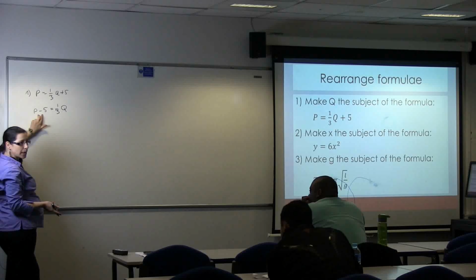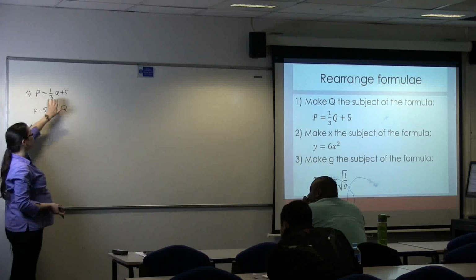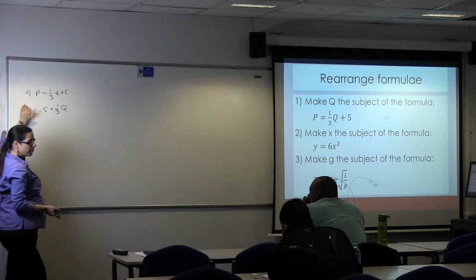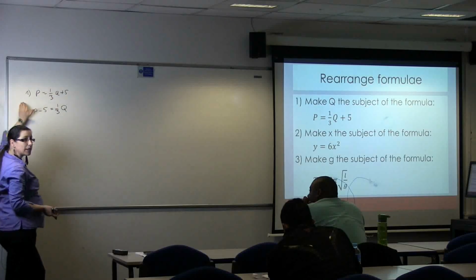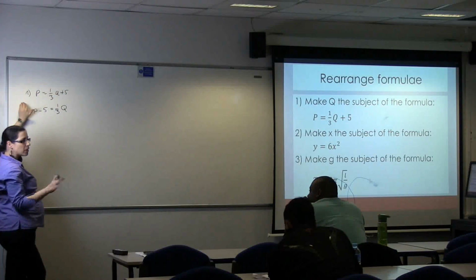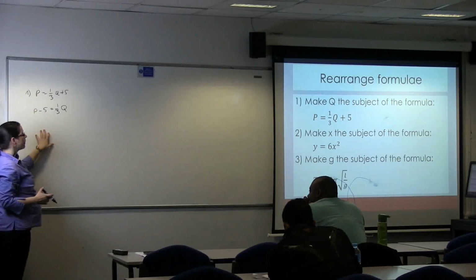Another way sometimes taught is that if you want to take something away onto the other side, it becomes the opposite of that calculation. And because we had plus 5 here, the opposite of that will be negative 5 on the other side. Depends on how you've been taught. The end result is always the same.